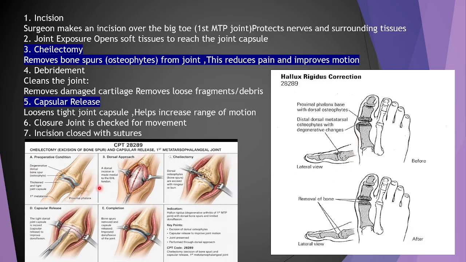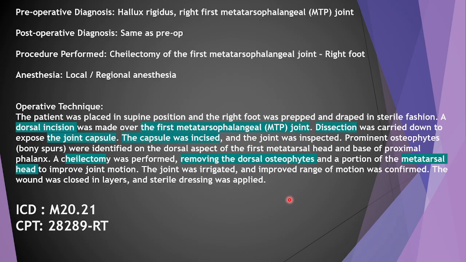Here is the cheilectomy procedure. An incision is made to expose the joint, and the cheilectomy is done, the bony spurs are removed. After that the cleaning of the joint and capsular release are done, so it will increase the range of motion, and the incision is closed with sutures. So simply, this is the procedure.